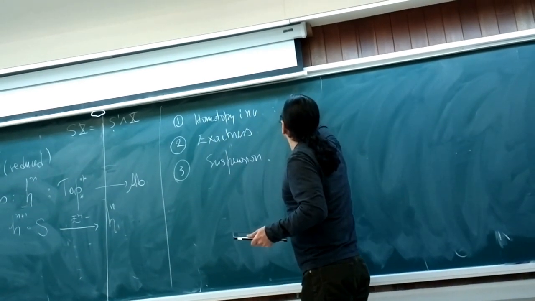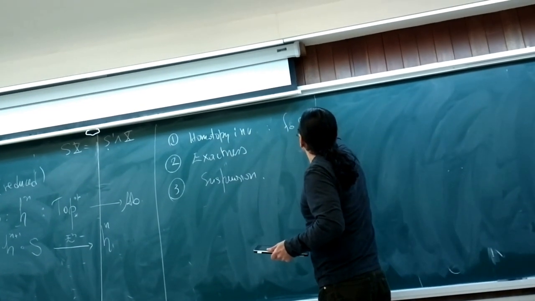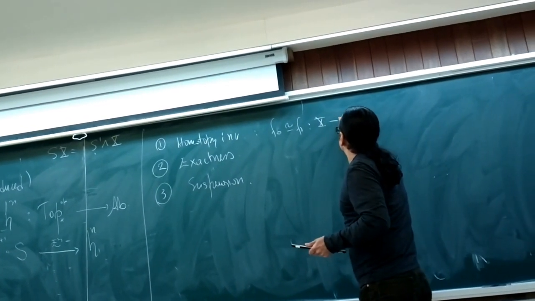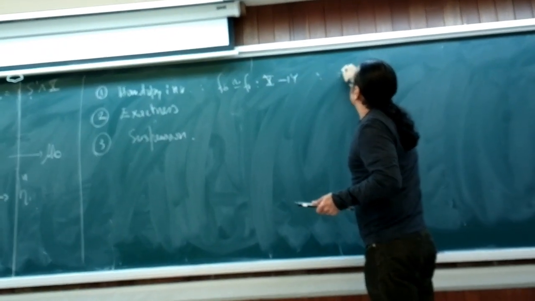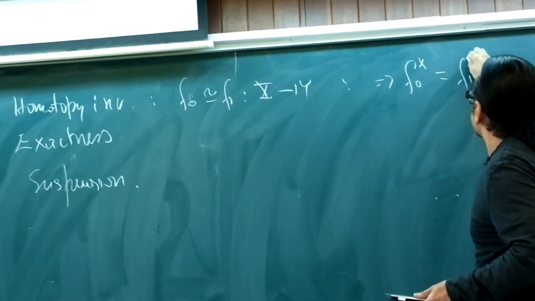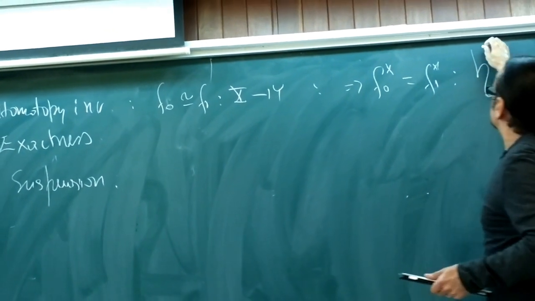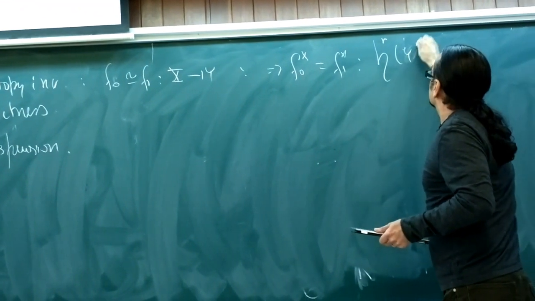So homotopy is that if you have two maps between spaces that are homotopic, base maps, base homotopies if you want, then this implies that the functors give the same map for all h.